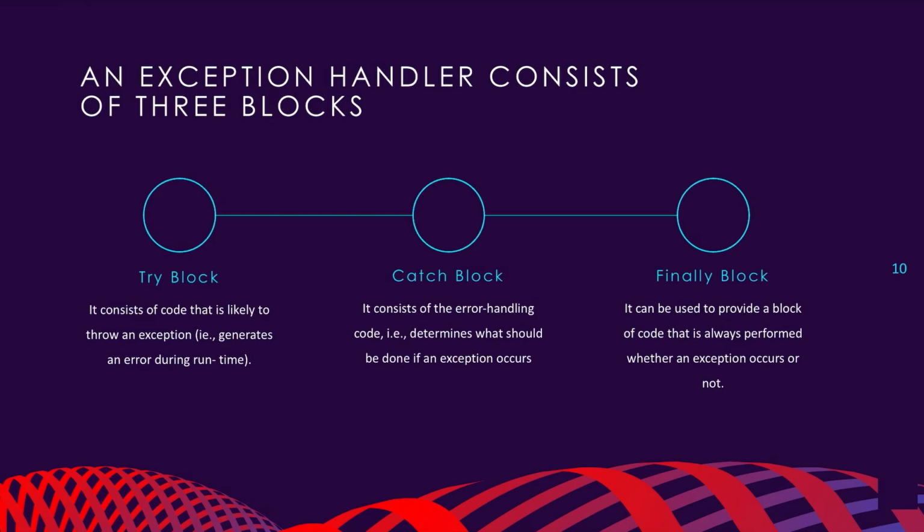Now what is a catch block? Catch block consists of the error handling code. In other words, what if an exception occurs? What if the user inputs the string instead of an integer? In that case, the code that is written inside the catch block, that is what will execute.